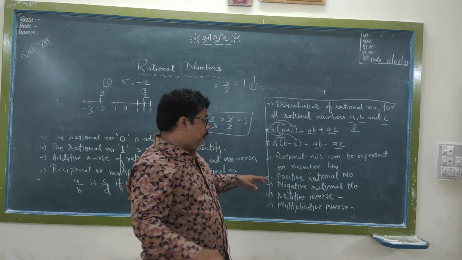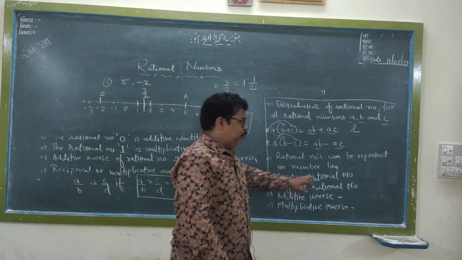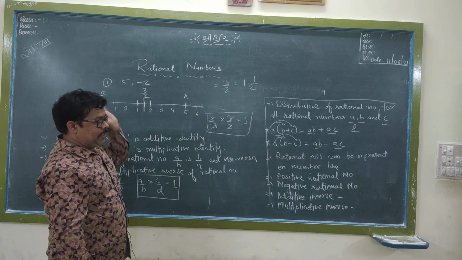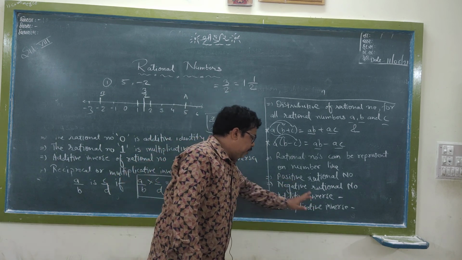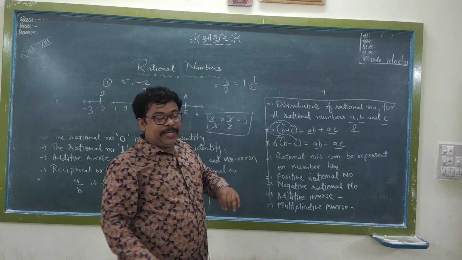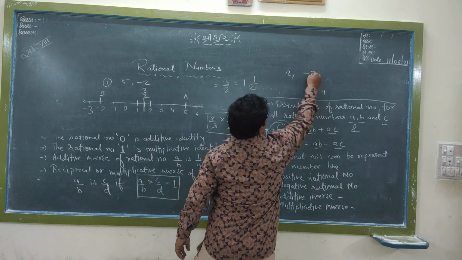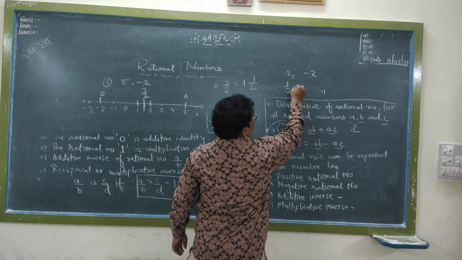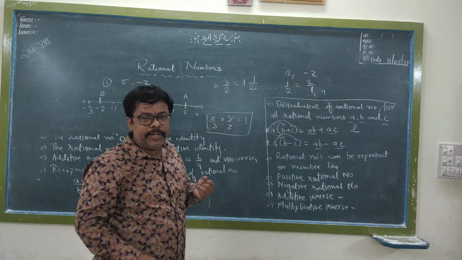Now, rational numbers can be positive. As I said, 2, 3, 4, 1, 5000, everything, they are positive rational numbers. If we go below 0, those are negative: minus 1, minus 2, minus 3 are negative rational numbers. And there are also the additive inverse and multiplicative inverse. Suppose 2 is there, what will be the additive inverse? Minus 2. So 2 plus minus 2 is 0. For the multiplicative inverse, 1 by 2 will become 2 by 1. That is the multiplicative inverse.